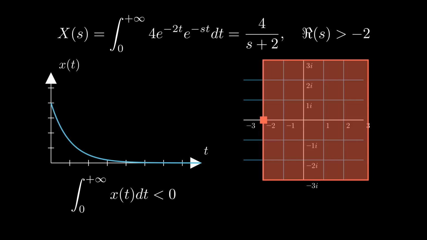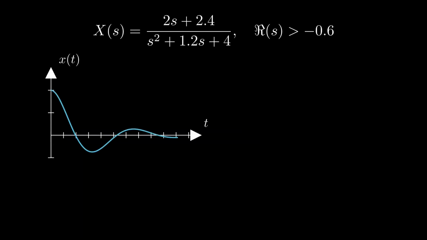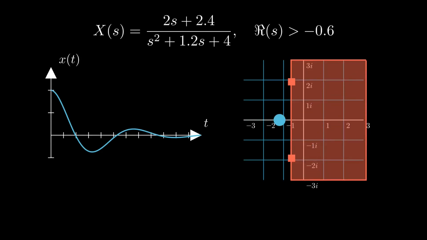and its ROC includes the entire imaginary axis. The decaying sinusoid has a different pole-zero configuration, but the ROC also spans to the right of the pole. What can we conclude from the ROC of the previous decaying sinusoid? First is that the signal is causal, and the second is that it is stable.